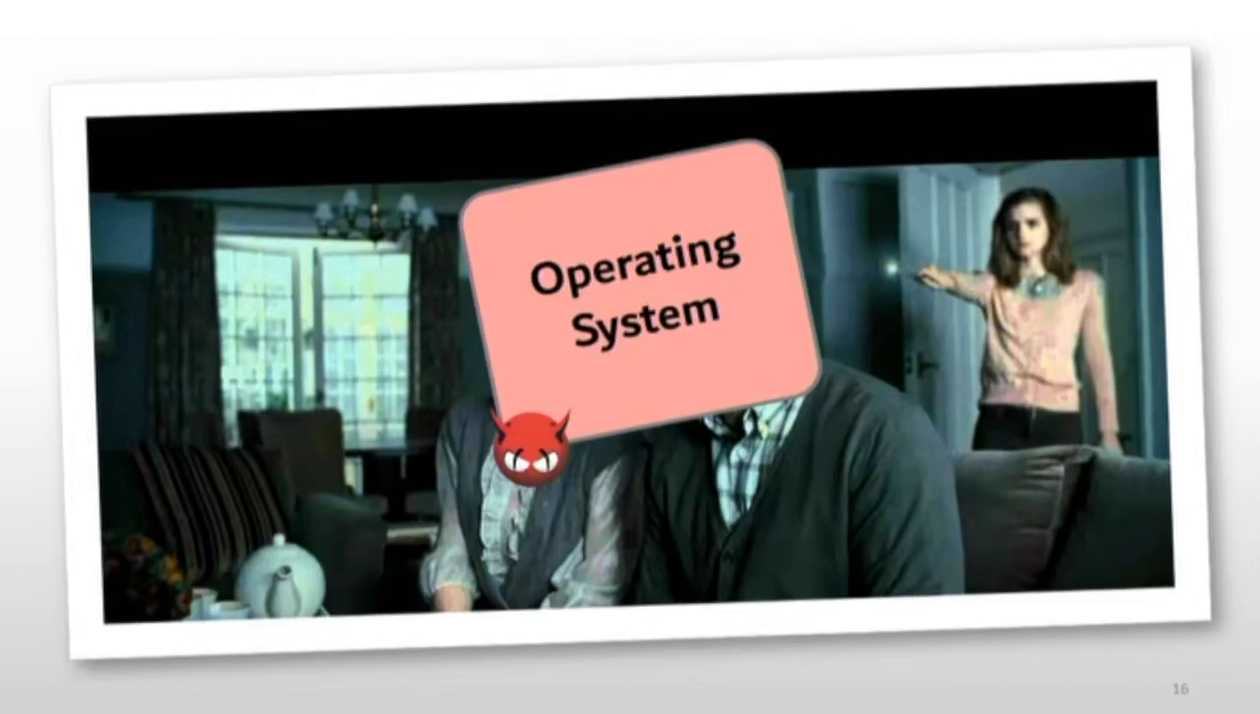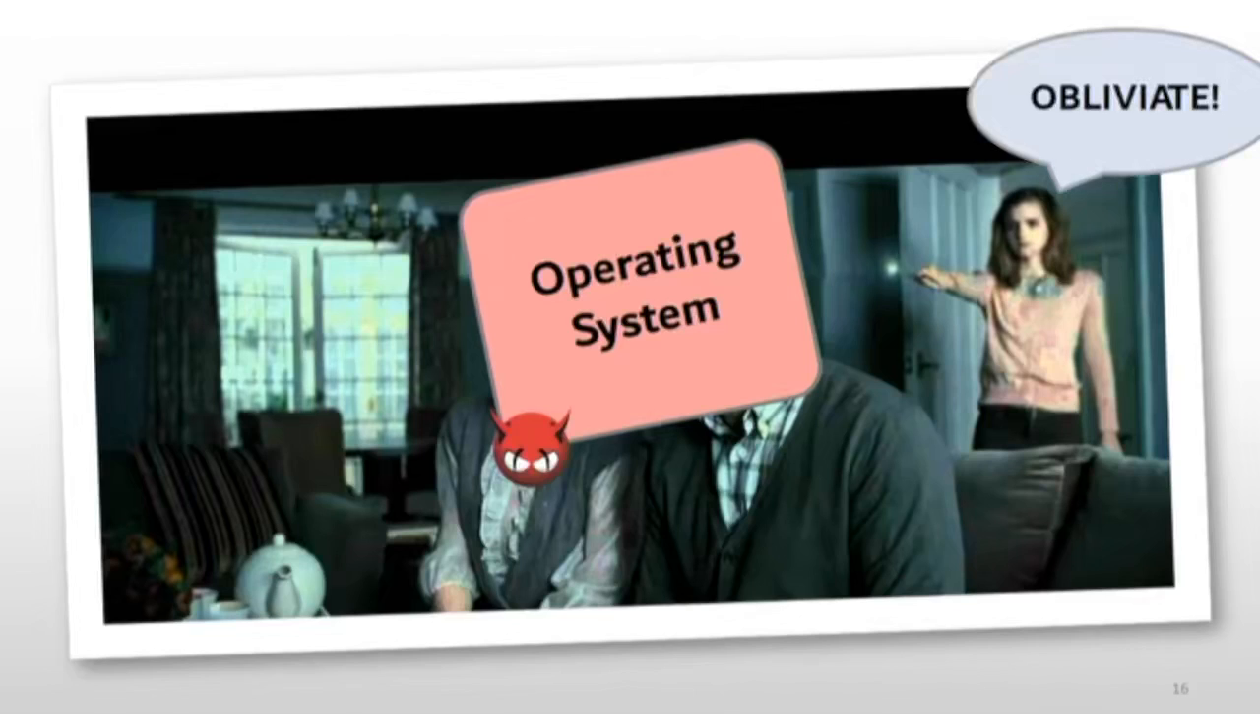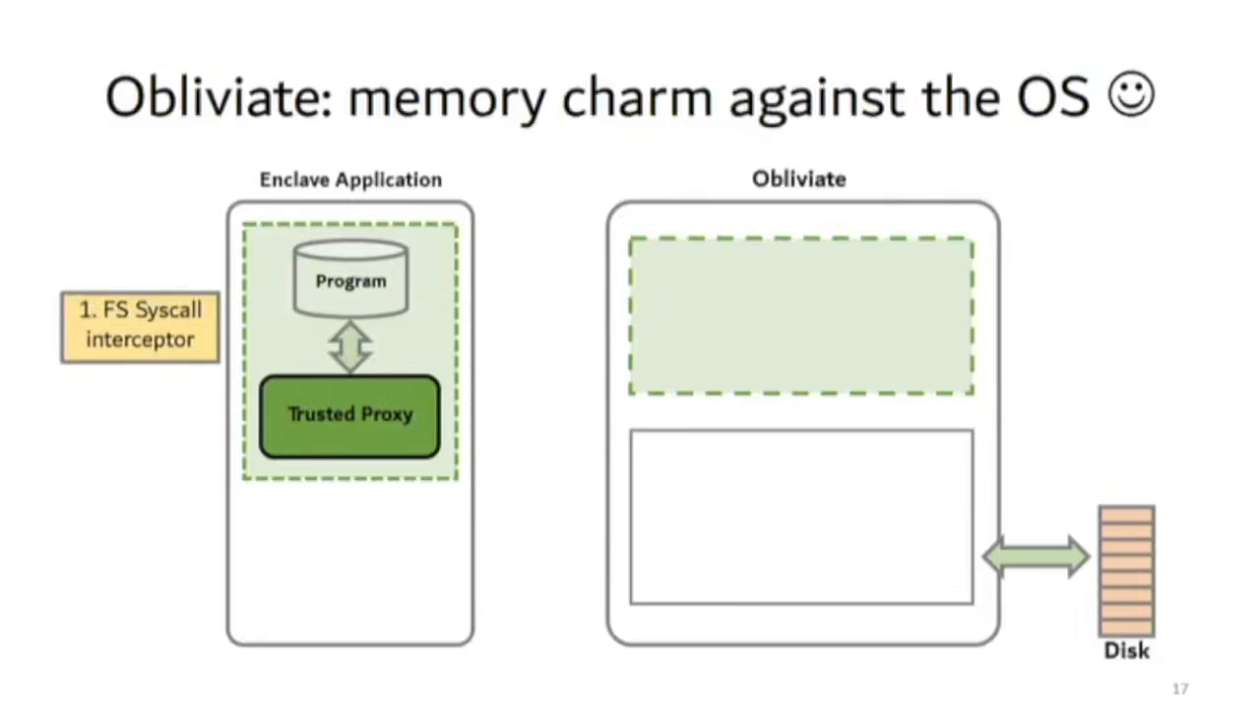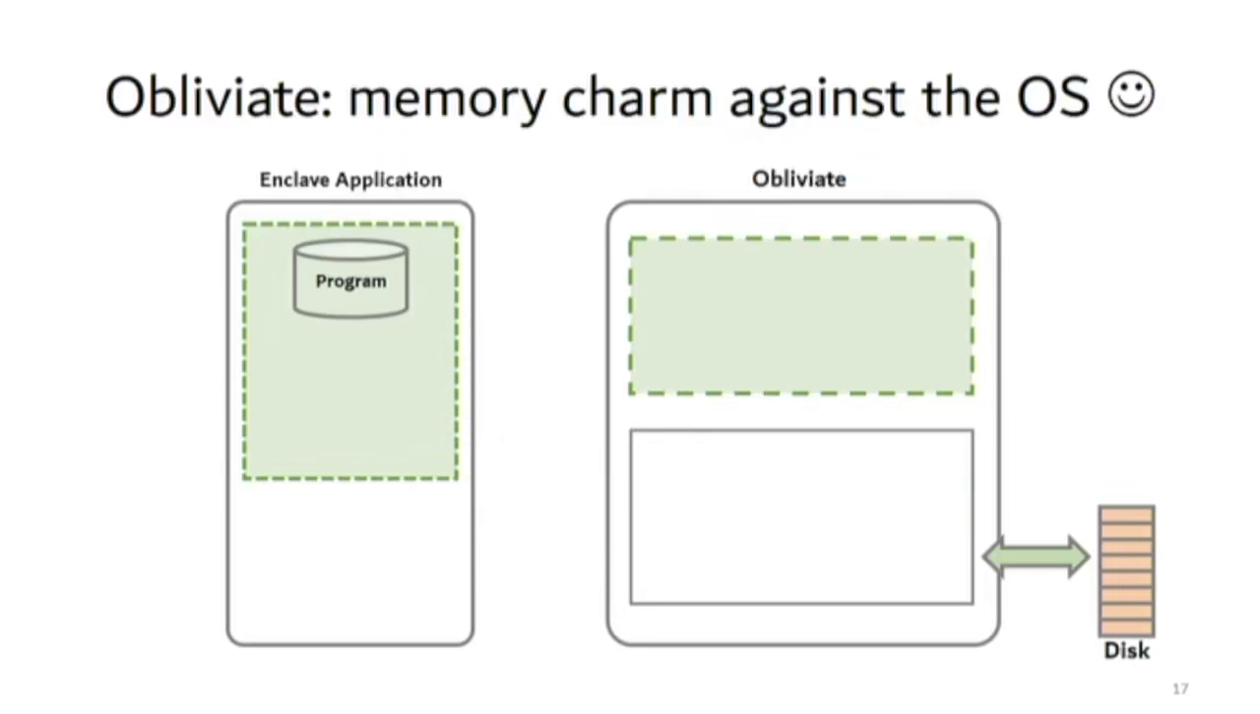So in our scenario, Hermione again is going to say Obliviate. We want the operating system, which is exploiting all these side channels, to start crying and not be very happy with his or her life anymore, the attacker. So Obliviate is technically a memory charm against the operating system. And in this scenario, let me walk through exactly what Obliviate would do and how it would secure everything.